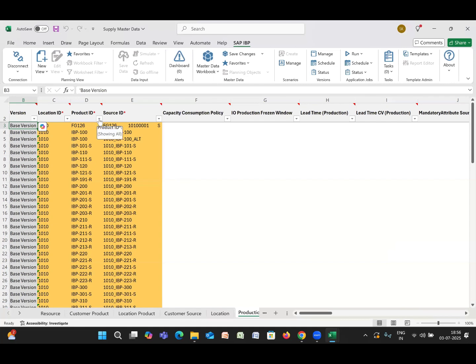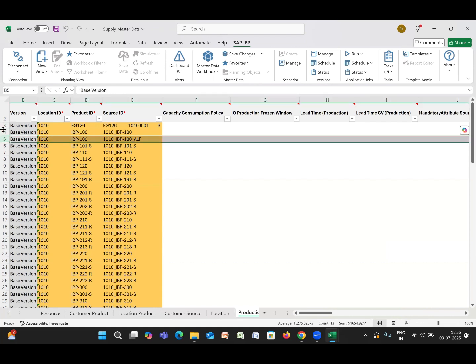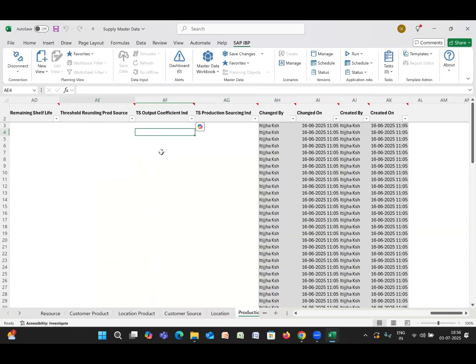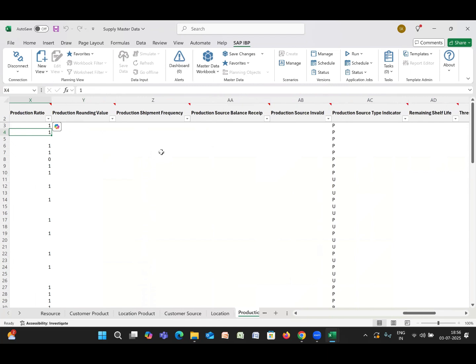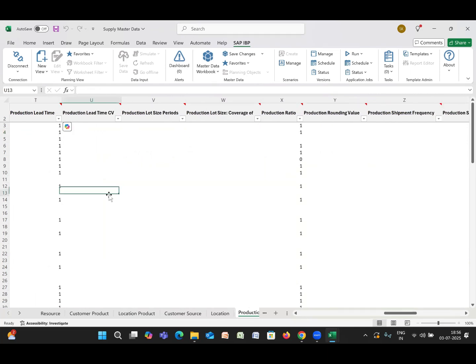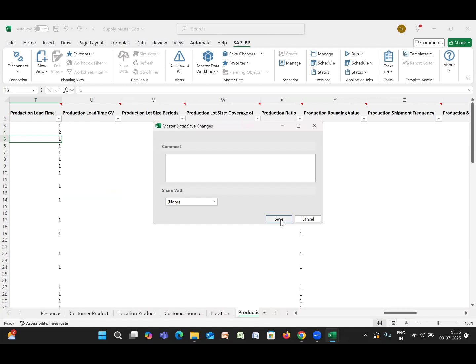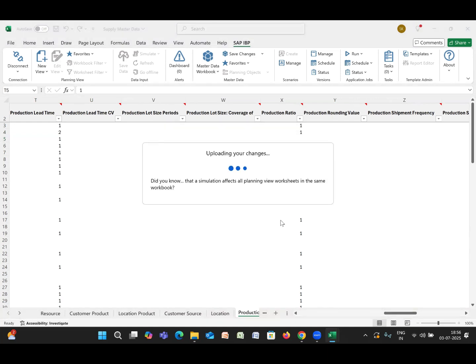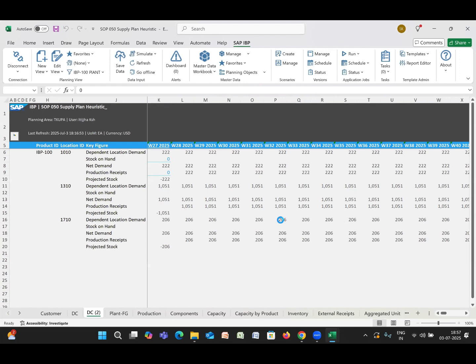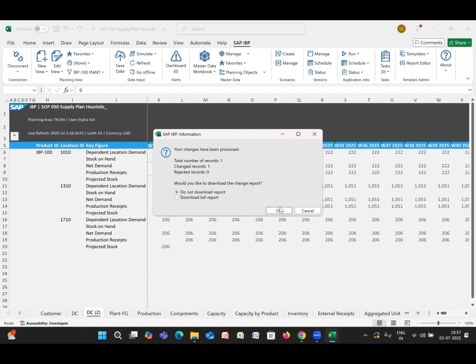Okay, so IBP 100. If you look at this one here also, it is an alternate of this one. So at 10:10, if I go to the right, the production lead time is 1. If I make it 2, save it. What will happen? So I have made it 2 now, and I have saved it. At 10:10 itself, I have done it here itself. Record changed.